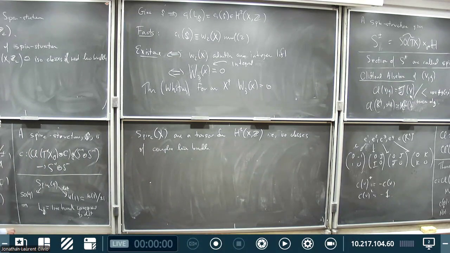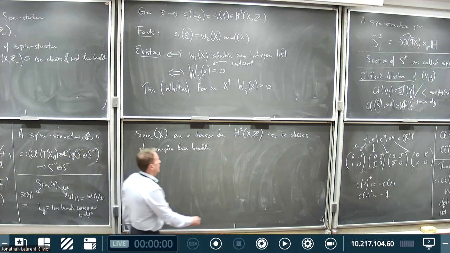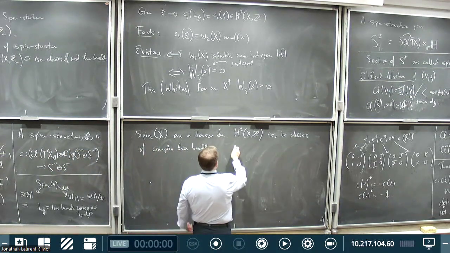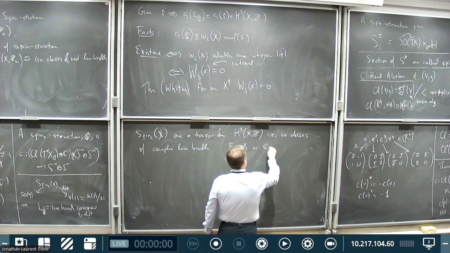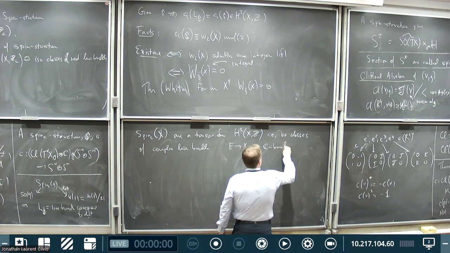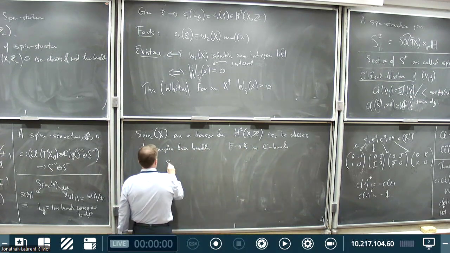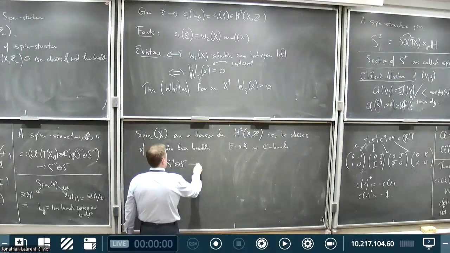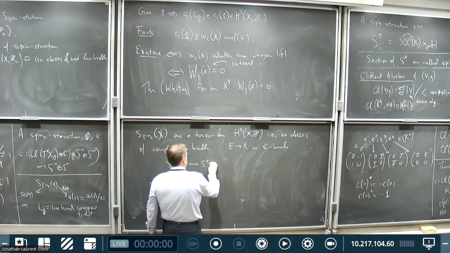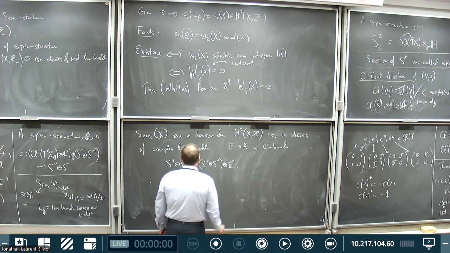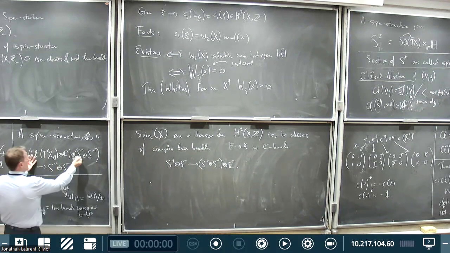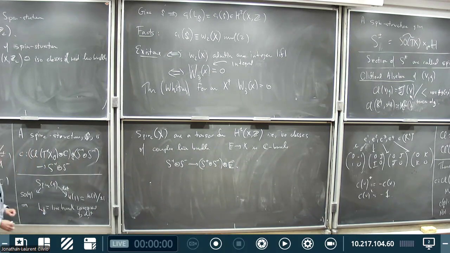And notice I can play the same trick to explain where that action comes from. So if I have S, a spin C bundle, and E a line bundle, then I can replace S plus, S minus by S plus, S minus tensor E, and then again this action I'm allowed to tensor both of these guys with the bundle. That's fine.